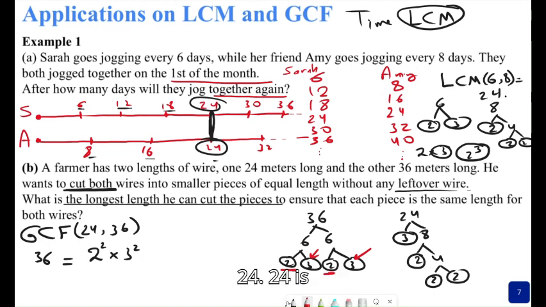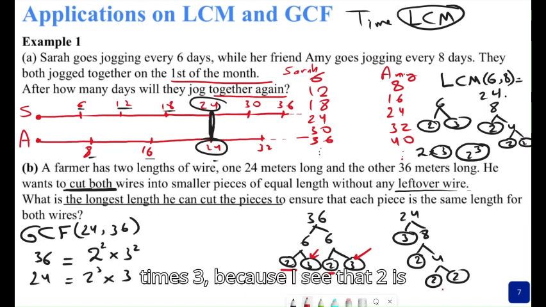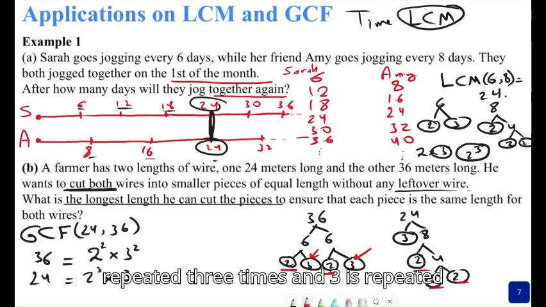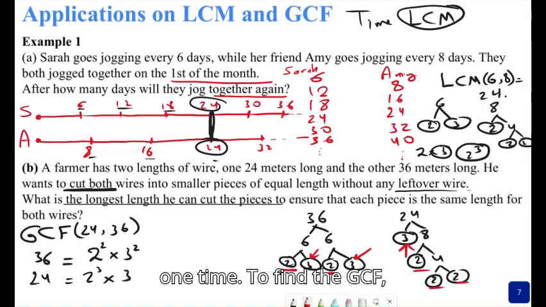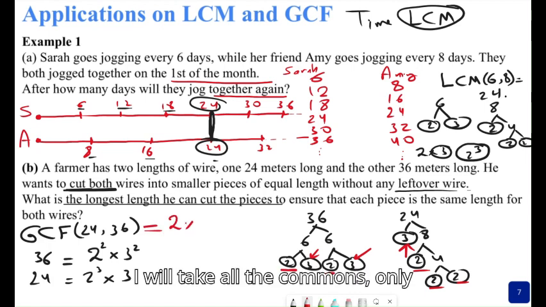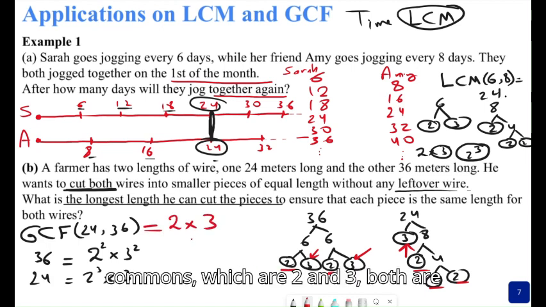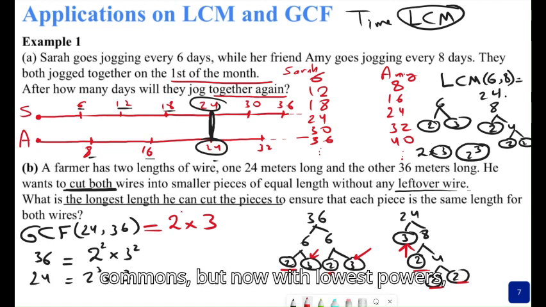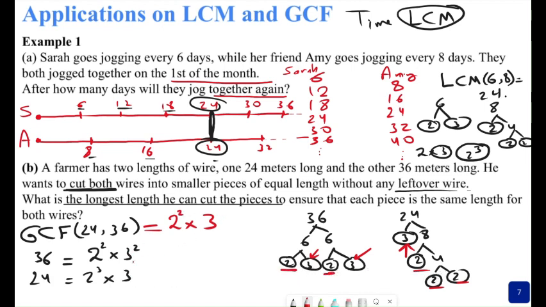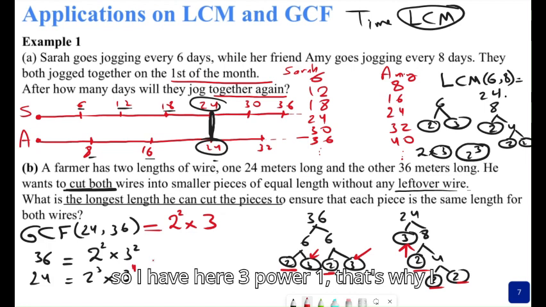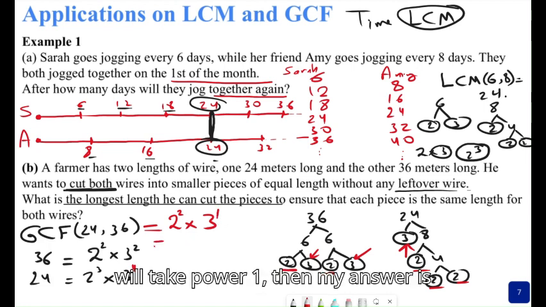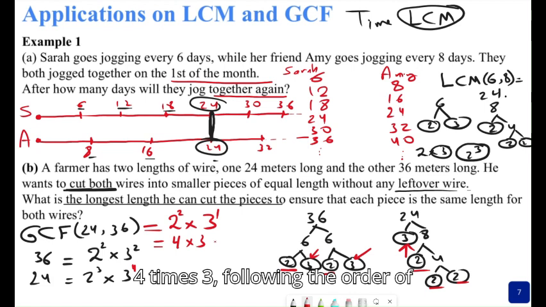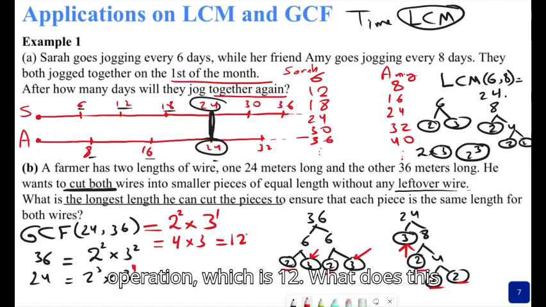Next, 24. 24 is equal to 2 power 3 times 3 because I see that 2 is repeated 3 times and 3 is repeated 1 time. To find the GCF, I will take all the commons, only commons, which are 2 and 3, both are commons, but now with lowest powers. So I have here 3 power 1. That's why I will take power 1. Then my answer is 4 times 3 following the order of operation, which is 12.